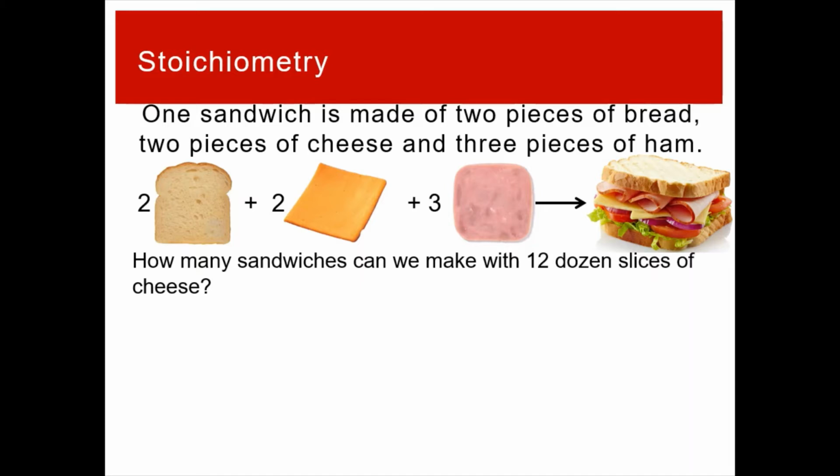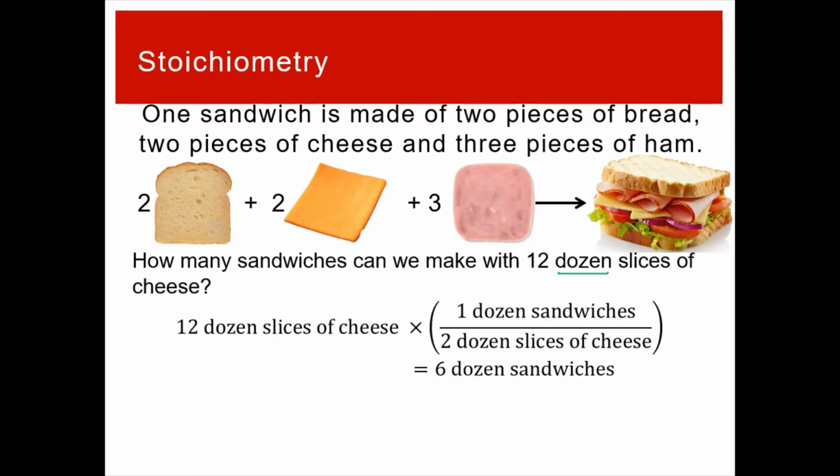How many sandwiches can we make with 12 dozen slices of cheese? Now, I'm not counting individual pieces of cheese. I'm counting by groups. I'm counting by the dozen. So I have 12 dozen. And so what I can see is that the 12 dozen is still related to the number of sandwiches using the same coefficients. It's still the 2 and the 1 that's implied out here. But the thing that we note is instead everything has the exact same dozen. Just like we've seen previously, you just don't change the counting unit. Those ratios stay the same.